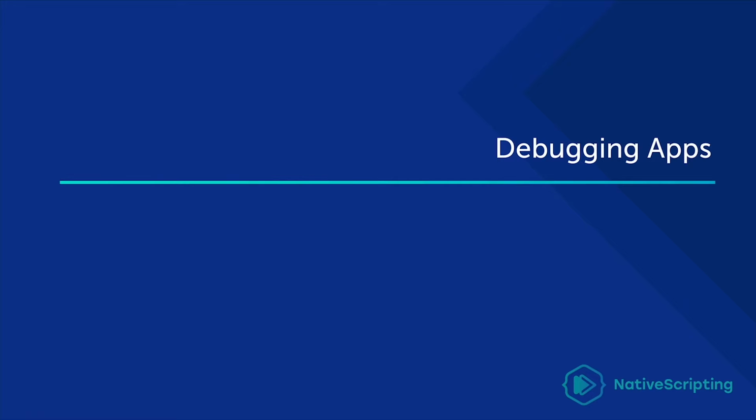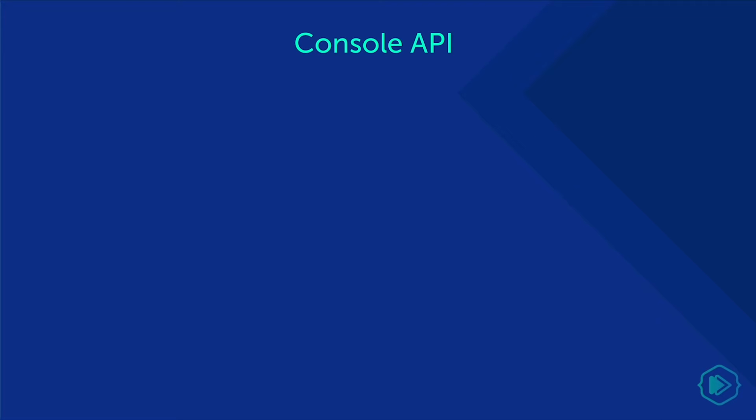You now know how to create and run NativeScript apps. Your next step is learning how to debug your apps when things go wrong. Let's look at how debugging works in NativeScript. One of the easiest things you can do to debug apps in any environment is using the system's log.